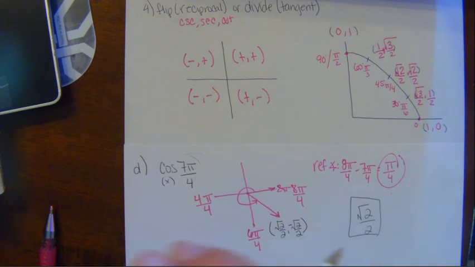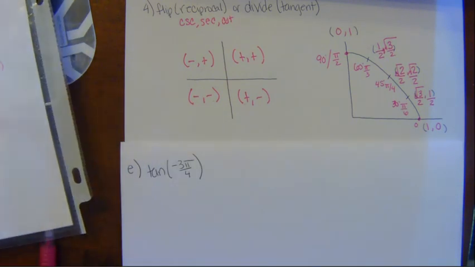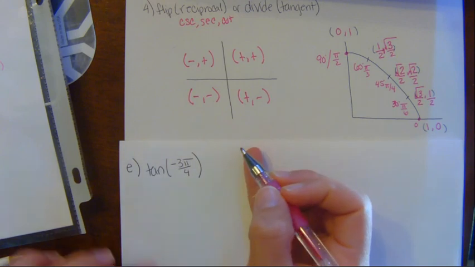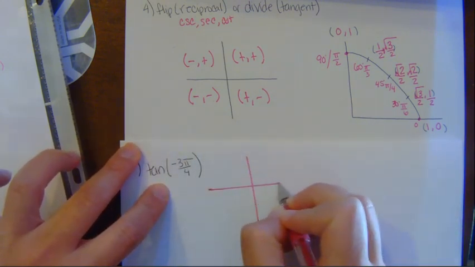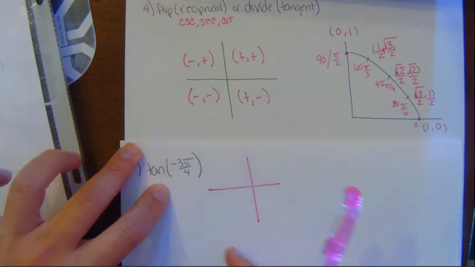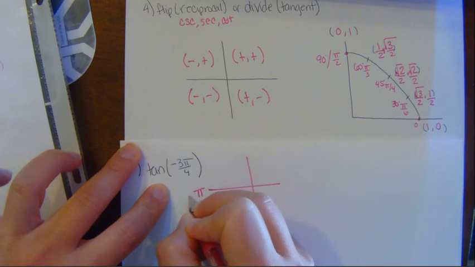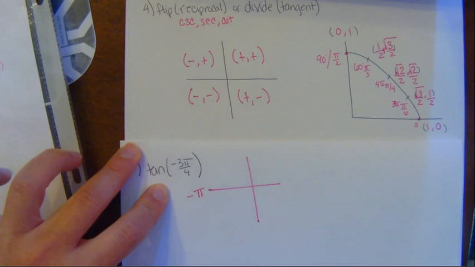All right, let's try the next one. Okay, so now I'm looking at the tangent of negative 3 pi over 4. So don't let that negative get to you, all right? If we are thinking about sketching angles, negative just means that we're going to go around this way instead of going around this way. So this is still going to be pi, but it's going to be negative pi because it's halfway around the circle the other way. That's how we're going to think about it.